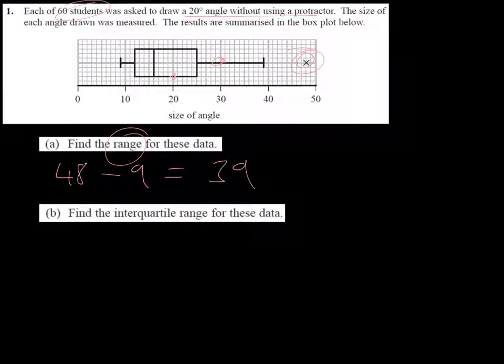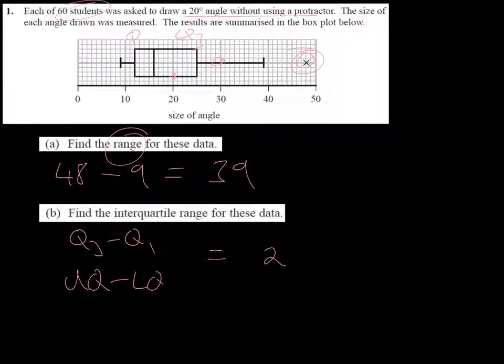The interquartile range, remember then that the left-hand edge of the box is Q1, or the lower quartile, and the right-hand edge of the box is Q3, or the upper quartile. The interquartile range is Q3 minus Q1, or the upper quartile minus the lower quartile, if you prefer. Either way, that is going to be 25 minus 12, just looking at these two values here and here, which is going to give us an interquartile range then of 13.